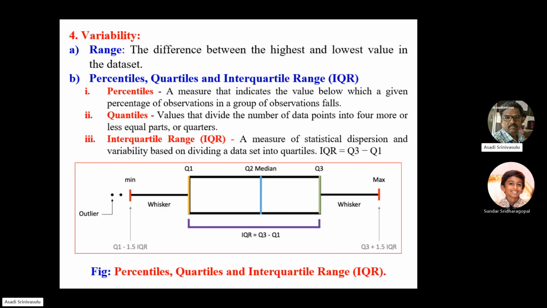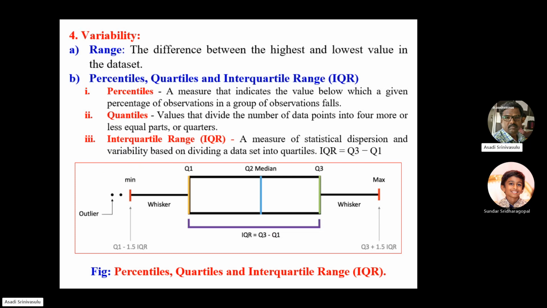The fourth concept is variability, which shows how values change, like range, percentiles, quartiles, and interquartile range. Range is the difference between the highest and the lowest value in the data set. Percentiles, quartiles, and the interquartile range, called IQR. We are covering these concepts in IQR: percentiles, quartiles, quantiles, and the interquartile range.